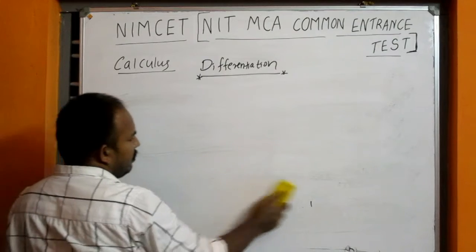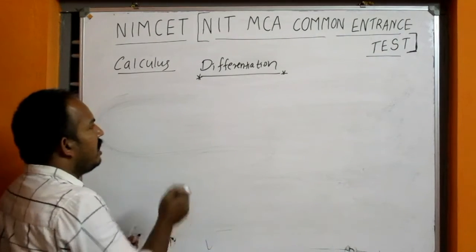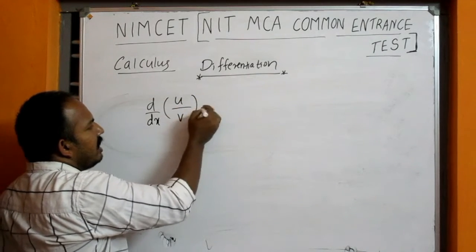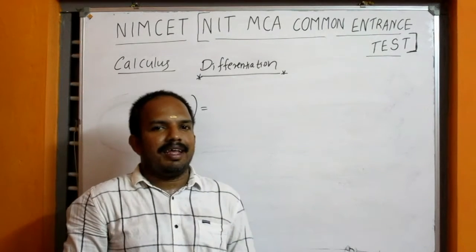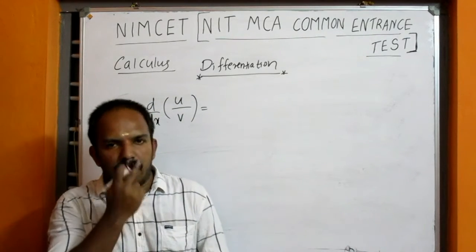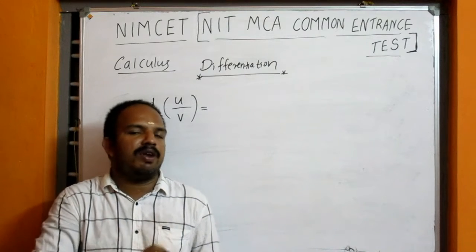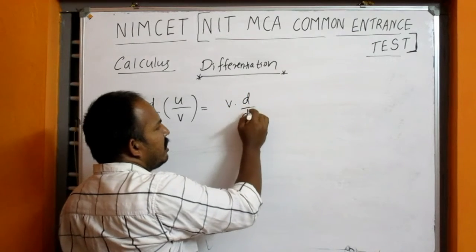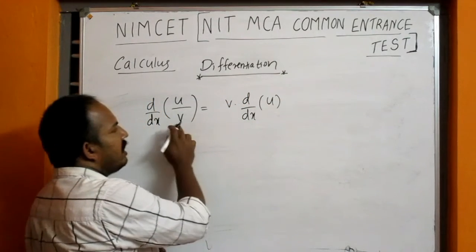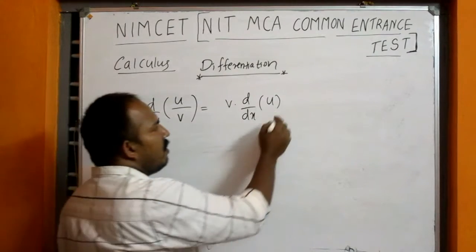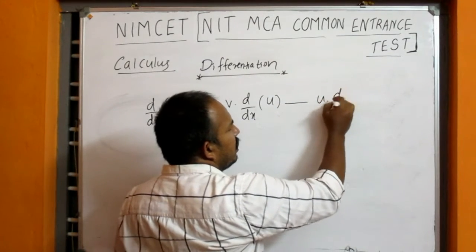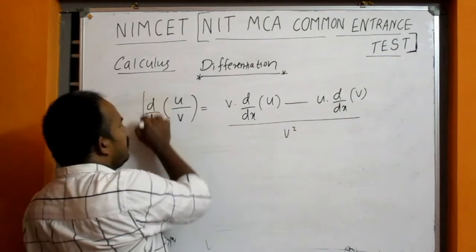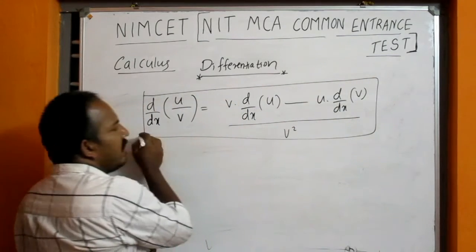Next is the quotient rule. The quotient rule means d by dx of u by v, a quotient. The question is in the form of u by v, a rational form, p by q. There is a rule for this, called the quotient rule. The rule is v, the denominator, into d by dx of u, minus u into d by dx of v, all divided by v square. This is called the quotient rule for differentiation.